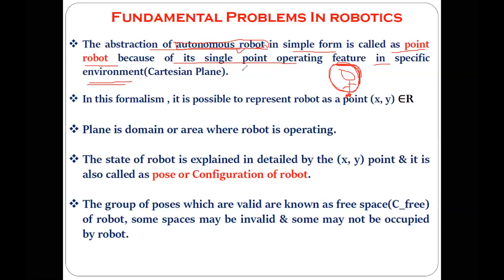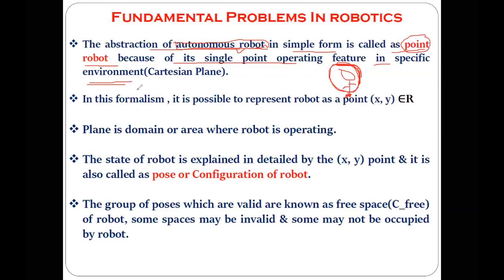And that autonomous robot is also referred to as, here you can see, the point robot. Why is it referred to as a point robot? Because it is operating from a certain particular point. It has to determine its position and then only can it perform a certain kind of activity. That is the reason a robot operating from a certain point is mentioned as a point robot.